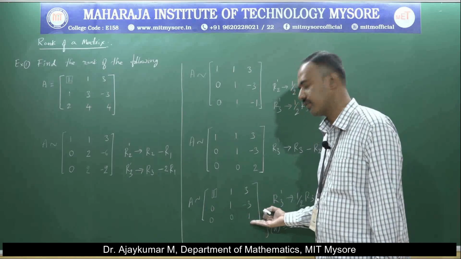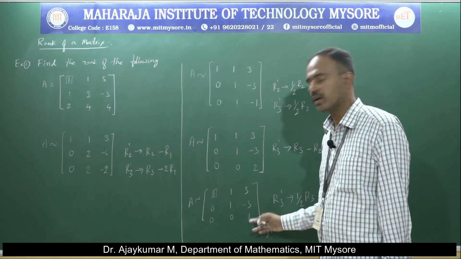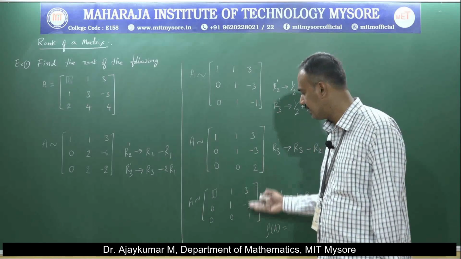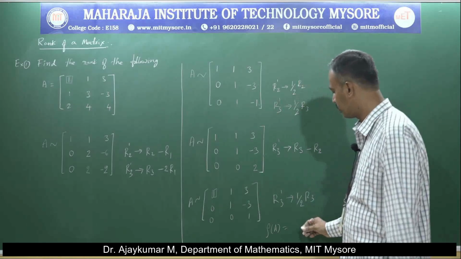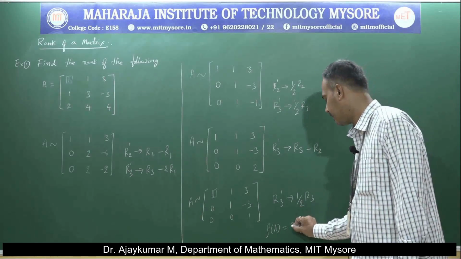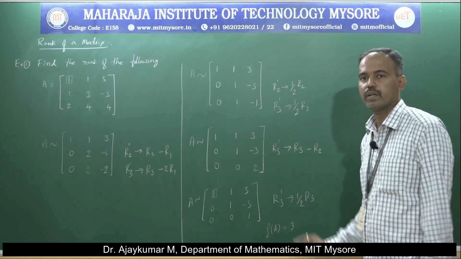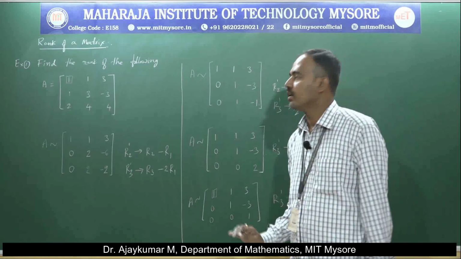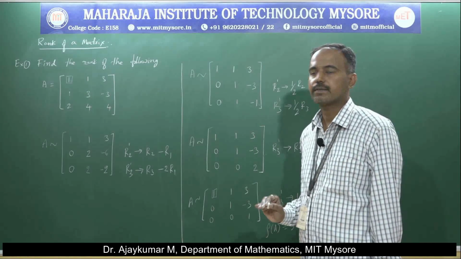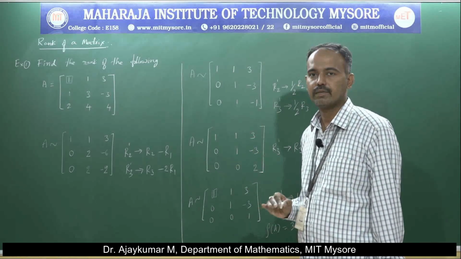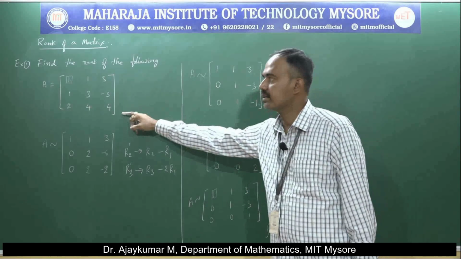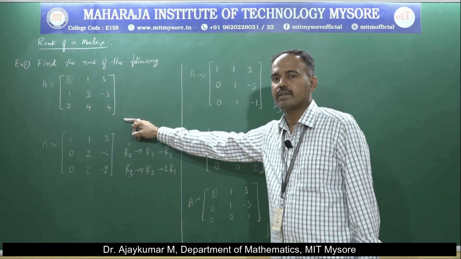Now consider the last row also: one element, 1, is available, so that one is also a non-zero row. Three non-zero rows are available, so the rank of the matrix A is 3. That will be the important thing. Is it clear? In the topic of the rank of a matrix, the examples are given in such a way that matrices are given.